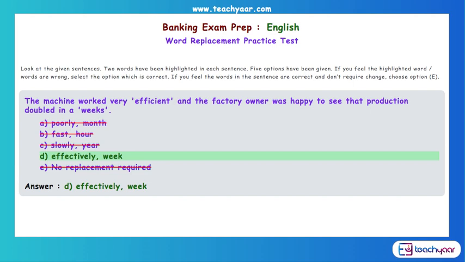So the machine worked very efficient, no. So what is the replacement for that? Effectively. Factory owner was happy to see the production doubled in a weeks. In a week. So you are using an indefinite article, and then you are saying weeks, which is plural. So it should have been week, in a week. So that is the answer.